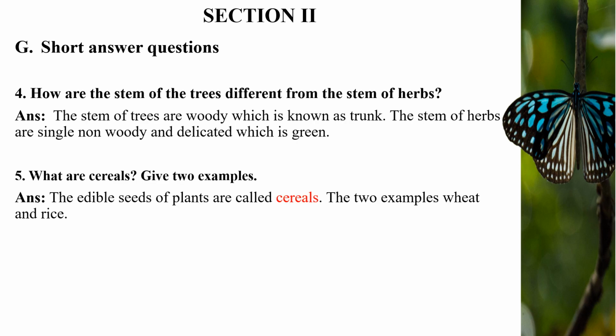Fourth, how are the stem of the trees different from the stem of herbs? Answer, the stem of trees are woody, which is known as trunk. The stem of herbs are single, non-woody and delicate, which is green. Fifth question, what are cereals? Give two examples. Answer, the edible seeds of plants are called cereals. Two examples are wheat and rice.